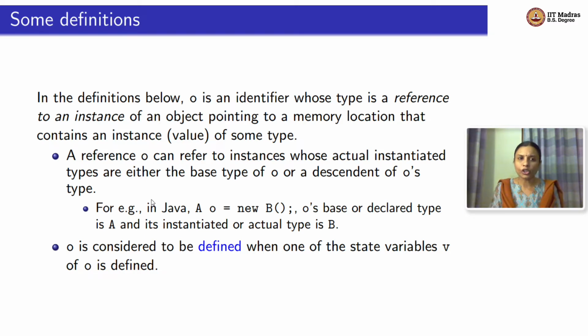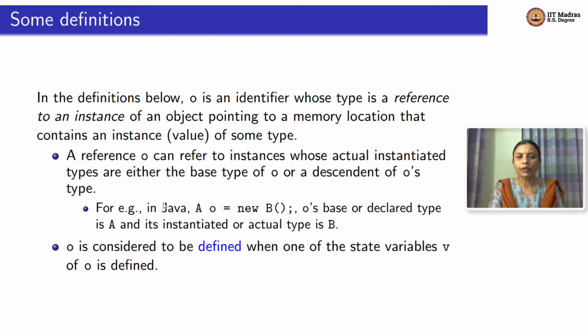So in these definitions below, assume that small o, lowercase o, is an identifier whose type is a reference to an instance of an object pointing to some memory location that contains an instance which is a value of some type. Let's say that is a value v. So this object o, reference o, can refer to instances whose actual instantiated type could be of two different kinds. They could be the base type of o, or they could be a descendant of o's type.